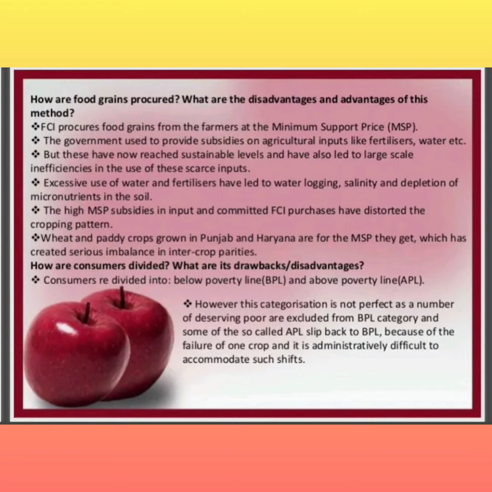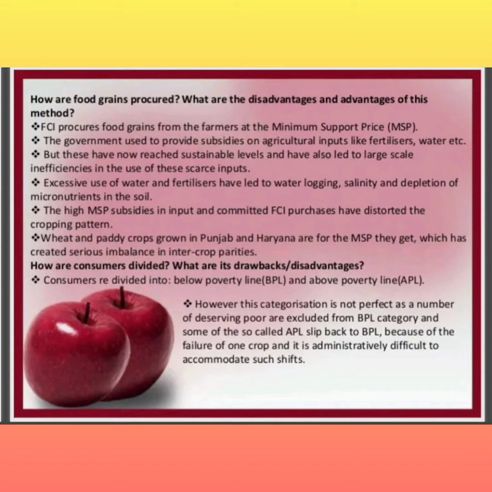Now, the next question is: how are consumers divided, and what are the drawbacks or disadvantages regarding this? The consumers are divided into two categories, that is above poverty line and below poverty line, that is APL and BPL.